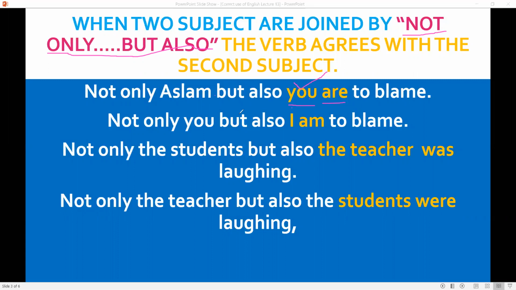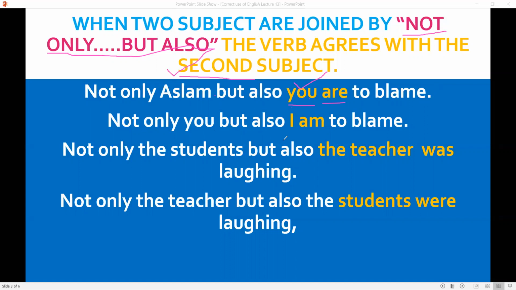because only two subjects are used in not only but also. In the previous examples, two or more than two subjects can be used. But in this case, only two subjects can be used. So we have written second subject. In the previous examples, we said the nearest subject. Here it is the second subject because there can only be two subjects in these kinds of sentences.